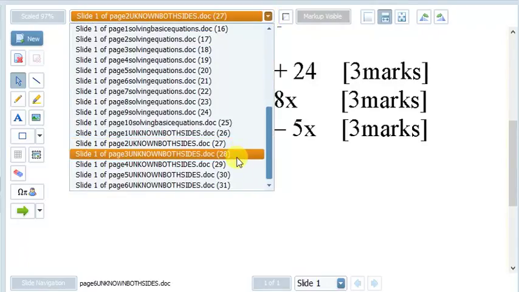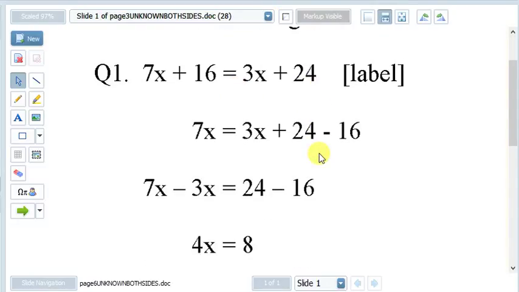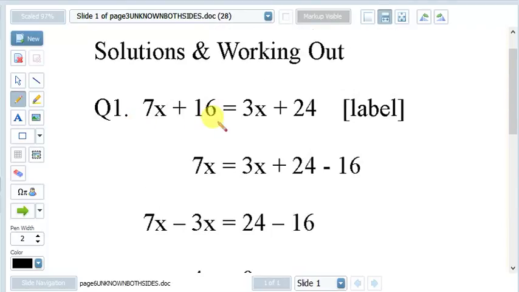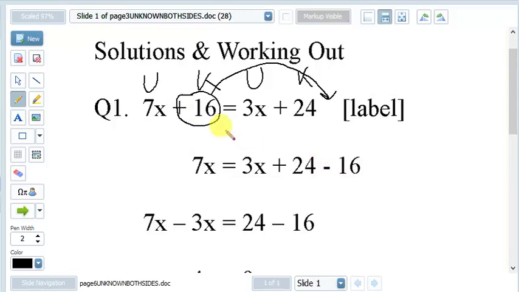Okay, so hopefully you've had a good go at these questions. So what we need to do first in question 1 is to label. Let's have a look. So we label first. 7x is an unknown. 16 is a known. 3x, because it has a letter in, is an unknown, and the 24 is a known. So what we need to do first is to bring the 16 across to this side, and a positive 16 on the left hand side becomes the opposite on the right hand side, which is negative 16.